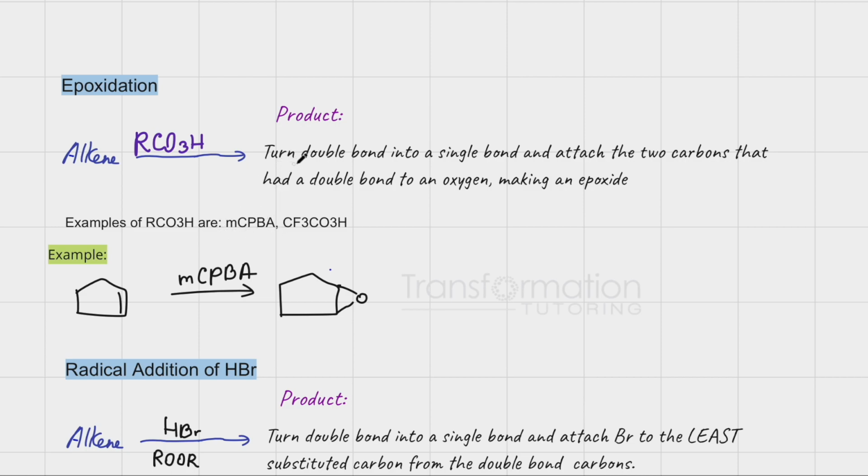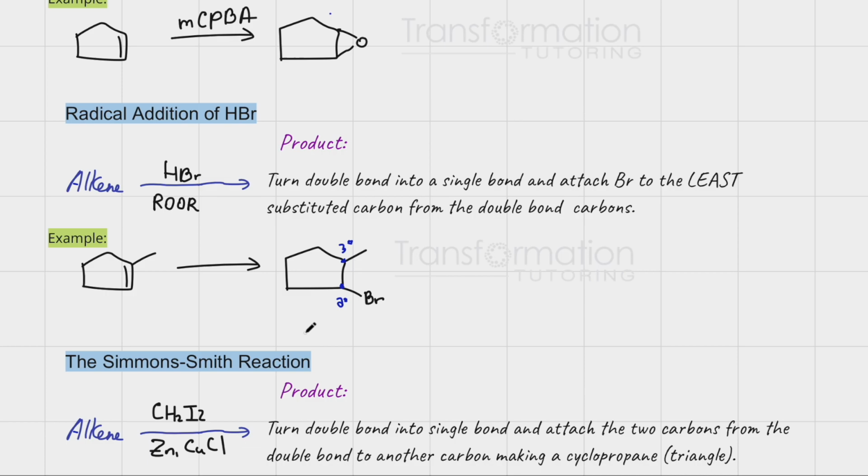What we have to do is turn the double bond into a single bond, and we will attach the two carbons that had a double bond to an oxygen, making an epoxide. So an epoxide actually looks like a triangle with an oxygen inside. We also have to remember that when we draw the epoxide, the reaction is concerted. So when we make the epoxide, we will either put it on a wedge, like both of these would be on a wedge, or both of these would be on a dash. And later on, you will learn a lot of different reactions with an epoxide. So once you make this epoxide, you can react it further.